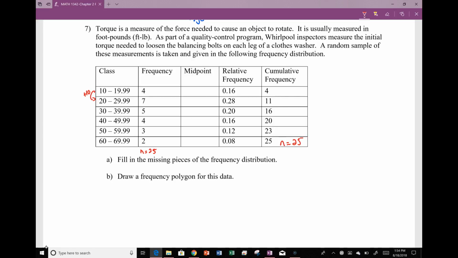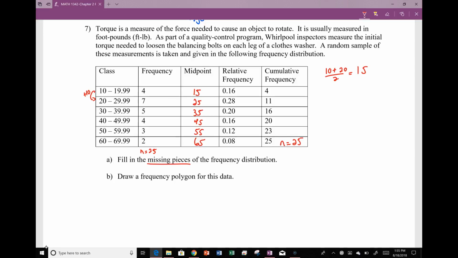We need to fill in this missing column, which is the midpoint. Midpoint is 10 plus the next lower limit of 20, divided by 2. So 10 plus 20 is 30, divided by 2 gives me 15. Just as we added 10 here, we can add 10 here. So we get 15, 25, 35, 45, 55, and 65. So we have filled in the missing pieces of the frequency distribution.